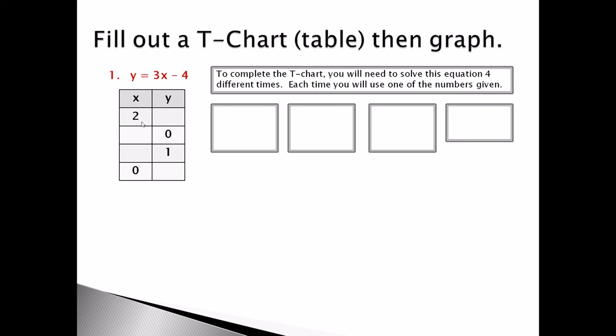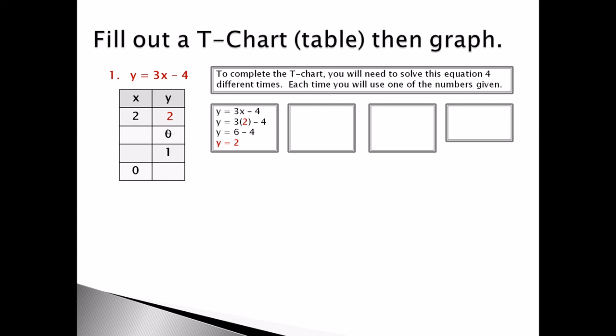So the first number they gave you is an x because it's in the x column and it's 2. So in your equation where the x is, that's where you'll substitute 2. And then you're going to solve for y. So 6 minus 4 is 2. So now you have a unique value for what corresponds to the x's 2. Y just happens to be 2 also.